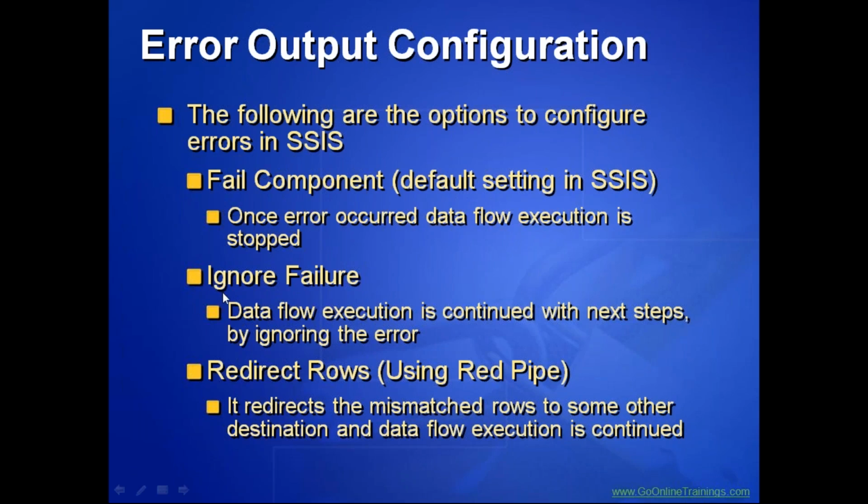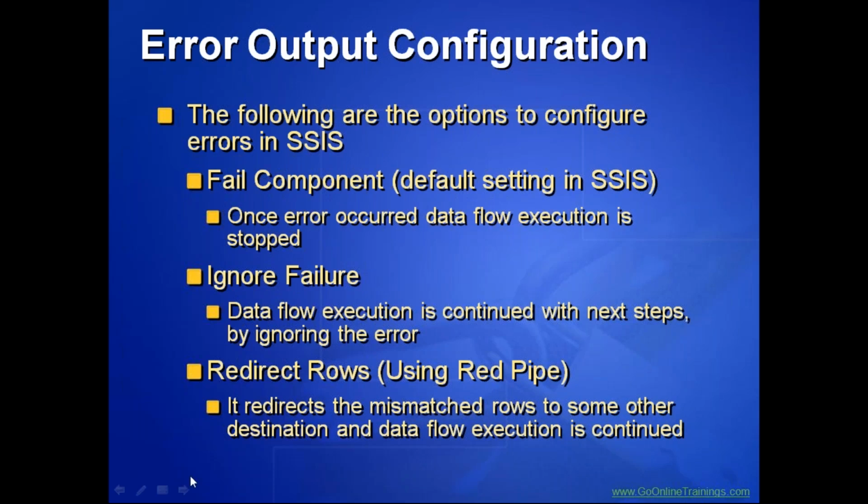The next behavior is ignore failure. Data flow execution is continued with the next steps by ignoring that error. It is going to ignore that and continue with the remaining values. It ignores that and continues with the remaining data, and the data can be loaded to the destination.